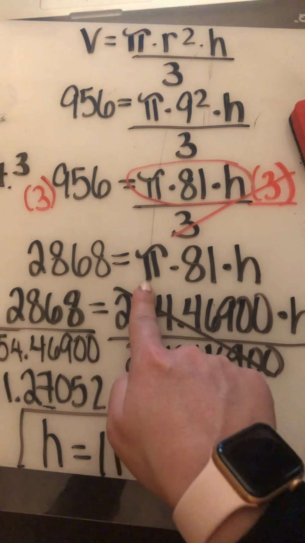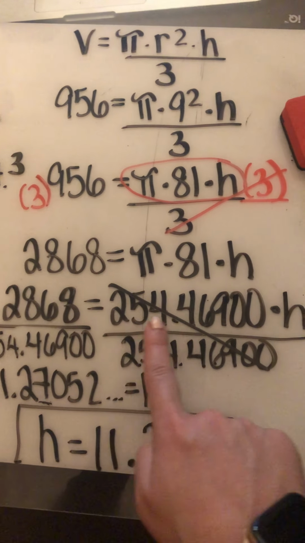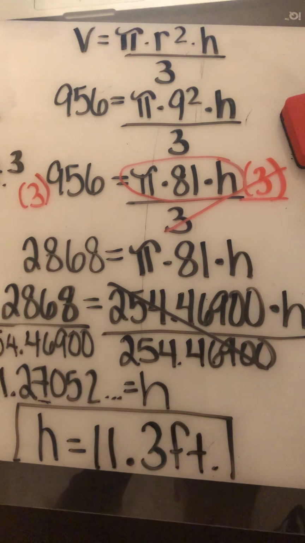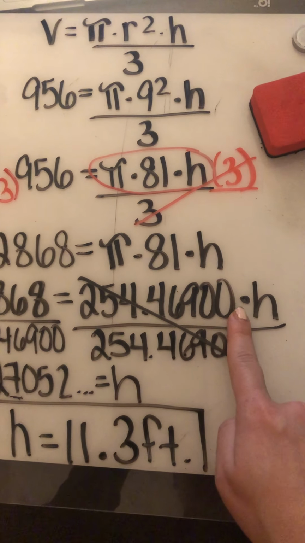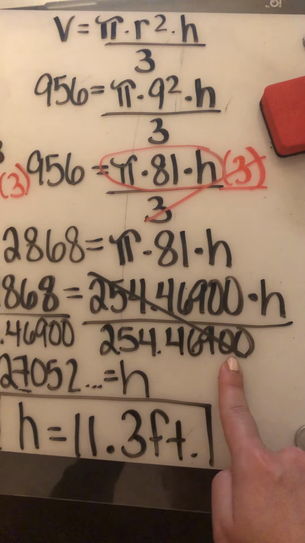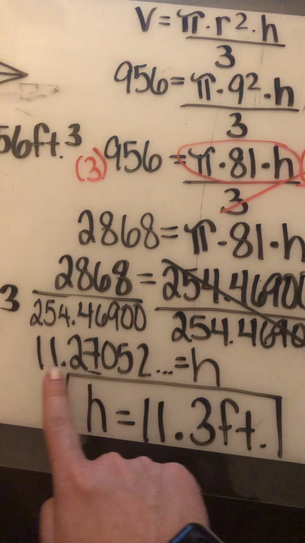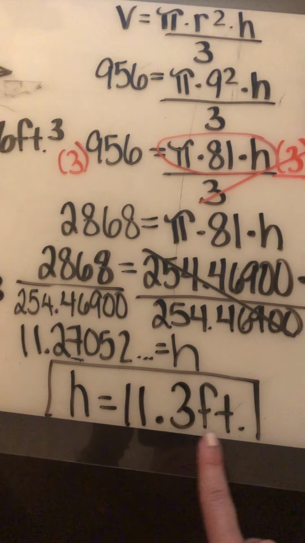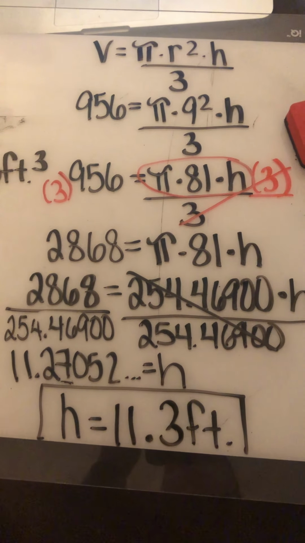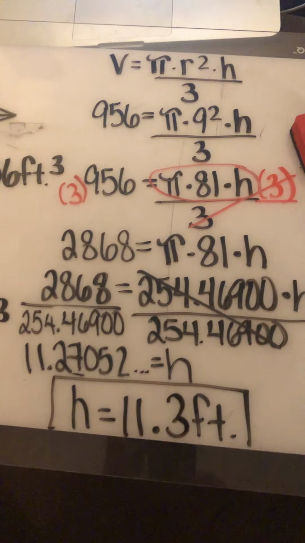Then we did 81 times pi. We got an irrational number. We kept 5 digits after the decimal. And then we inverse multiplication by doing division to isolate our h. We got a long digit and we rounded to the tenths place. Okay, and we included our singular unit.